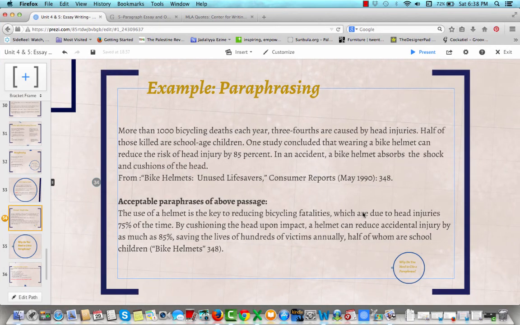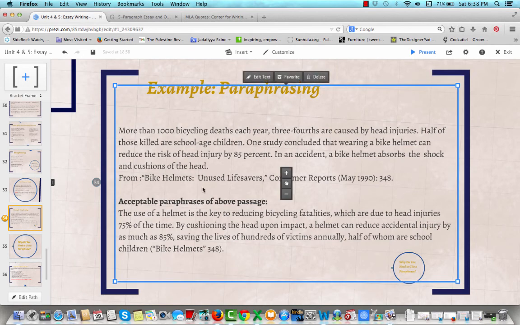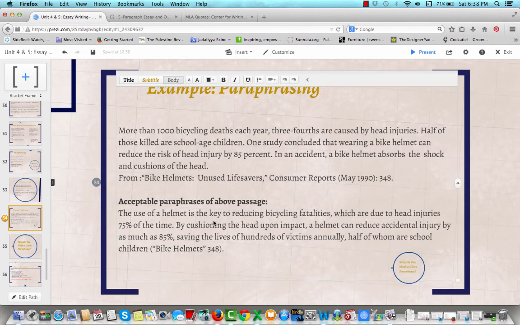Alright, so let's take a look at this example of paraphrasing. There are more than 1,000 bicycling deaths each year. Excuse the language, guys. 3/4 are caused by head injuries. Half of those killed are school-age children. One study concluded that wearing a bike helmet can reduce the risk of head injury by 85%. In an accident, a bike helmet absorbs the shock and cushions the head. From Bike Helmets: Unused Lifesavers, that's the source.